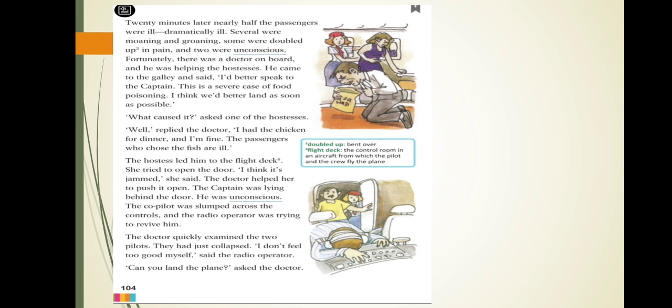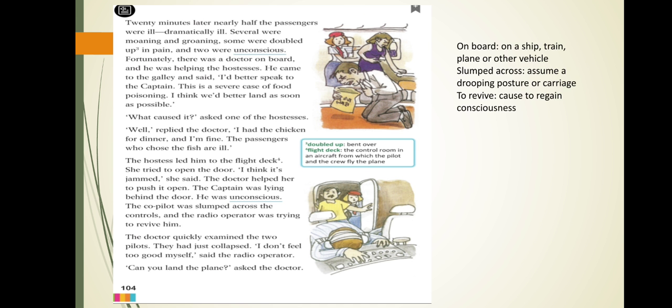"20 minutes later, nearly half the passengers were ill, dramatically ill. Several were moaning and groaning. Some were doubled up in pain." What do you mean by doubled up? That is bent over. "And two were unconscious. Fortunately, there was a doctor on board and he was helping the hostesses. He came to the galley and said, 'I had better speak to the captain. This is a severe case of food poisoning. I think we had better land as soon as possible.'"